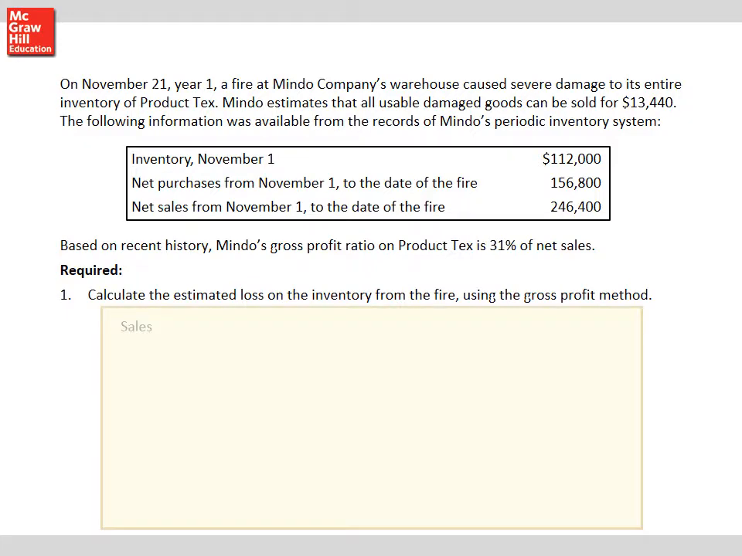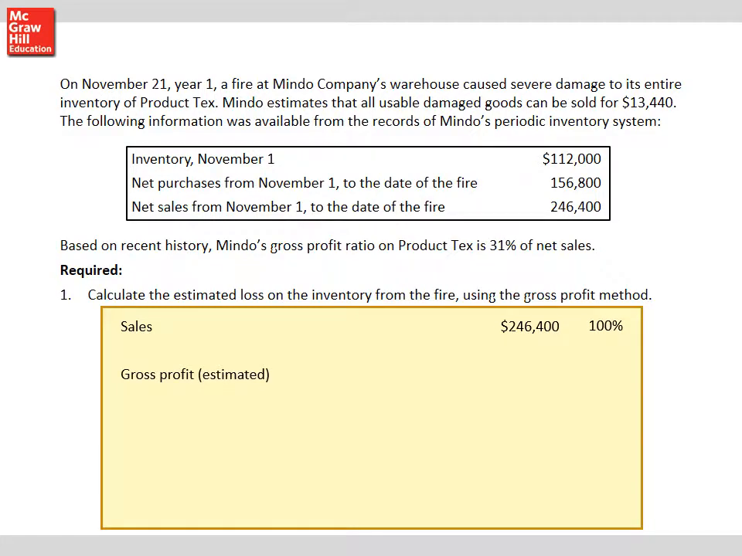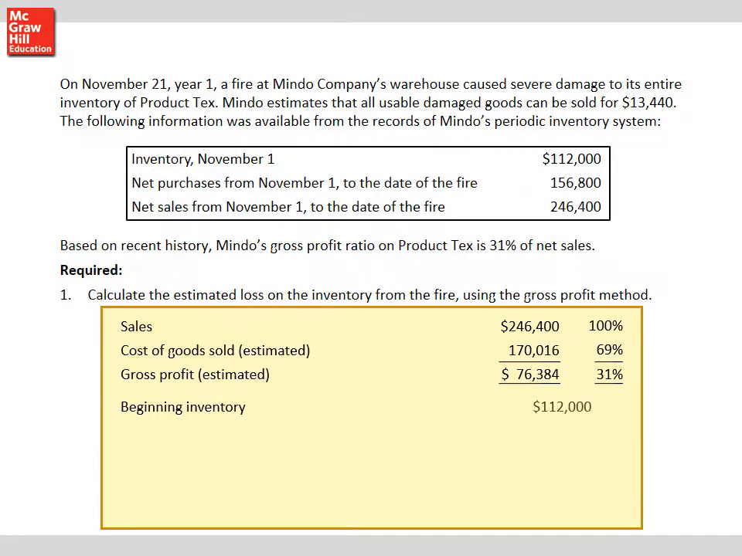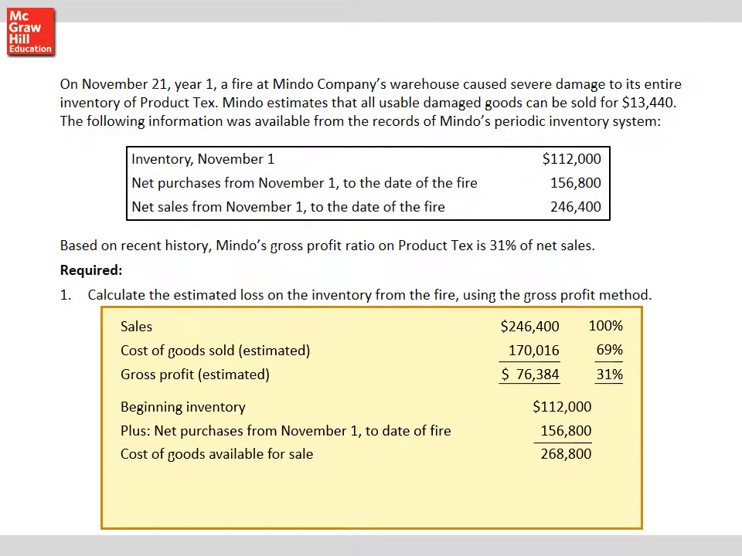So let's see. We'll start with sales. Sales for the period were $246,400. The gross profit is 31% of net sales. So cost of goods sold is generally 69% of sales. The beginning inventory is $112,000. Purchases were $156,800. So the cost of everything that could have been sold, $268,800.